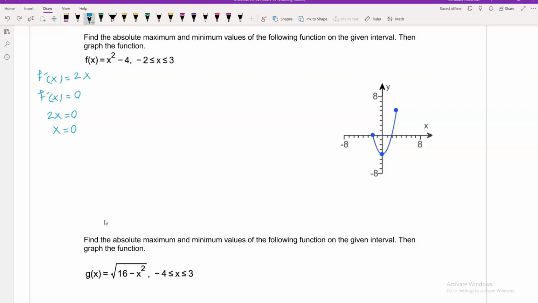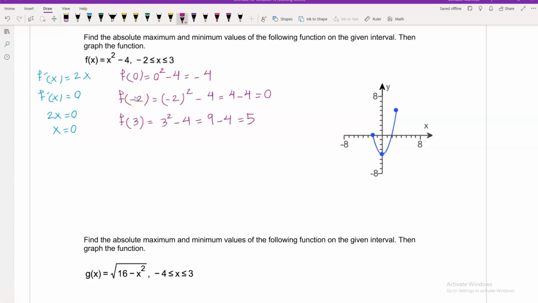Next step, we have to evaluate f of x for the critical point and endpoints. So f of 0 is equal to -4. That is for the critical point. And for endpoints, we have f of -2 is equal to 0 and f of +3 is equal to 5. Now compare all these values that we have for f of x. The smallest that we can find is -4, so that is the absolute minimum. And the largest number that we can find is 5, so this is the absolute maximum.